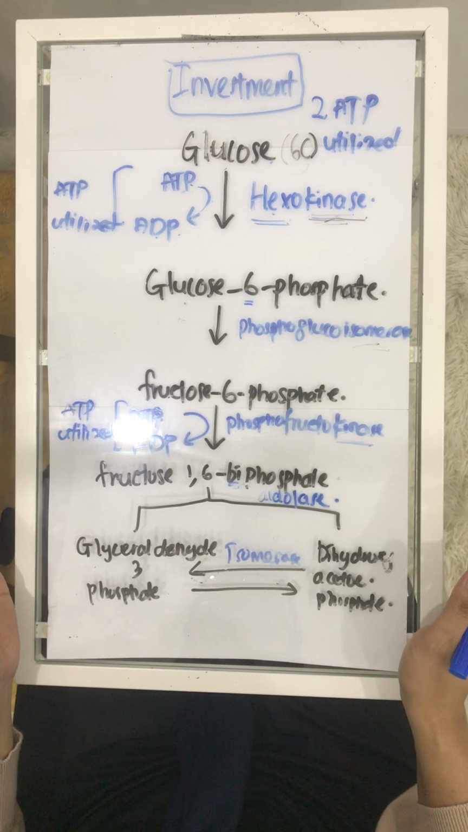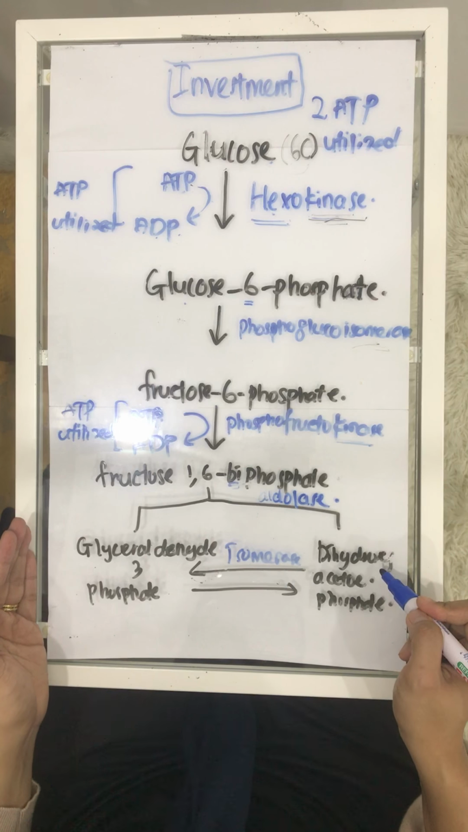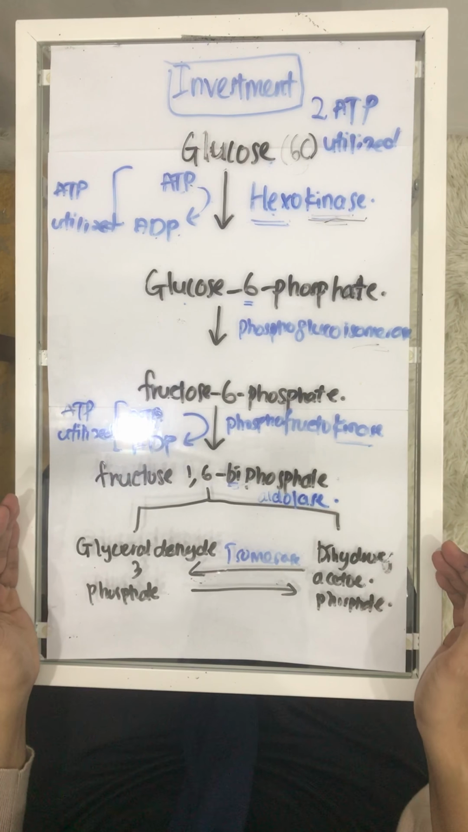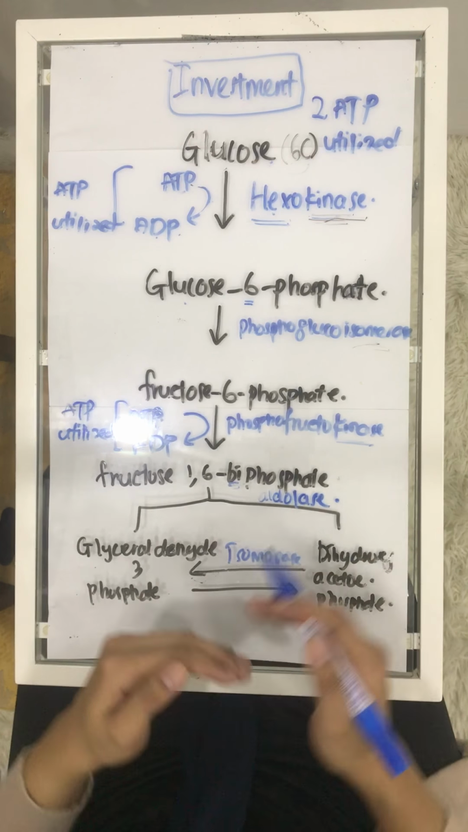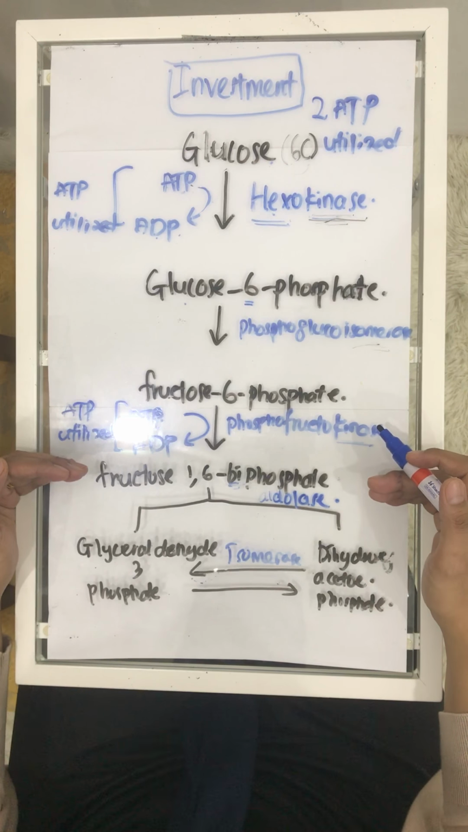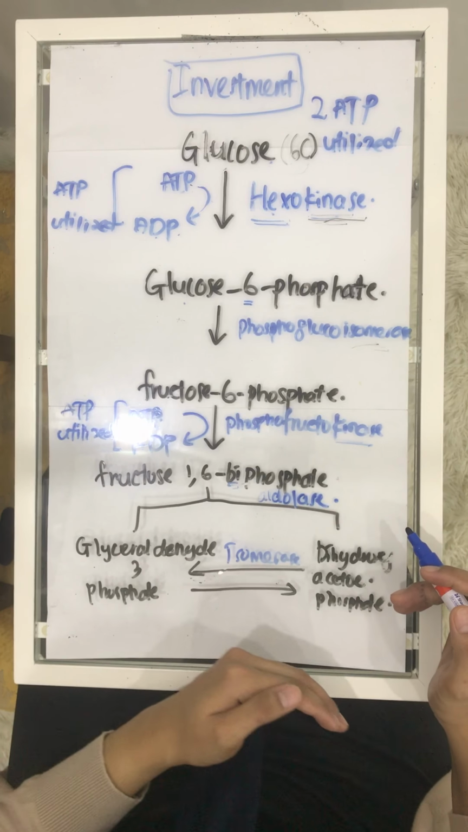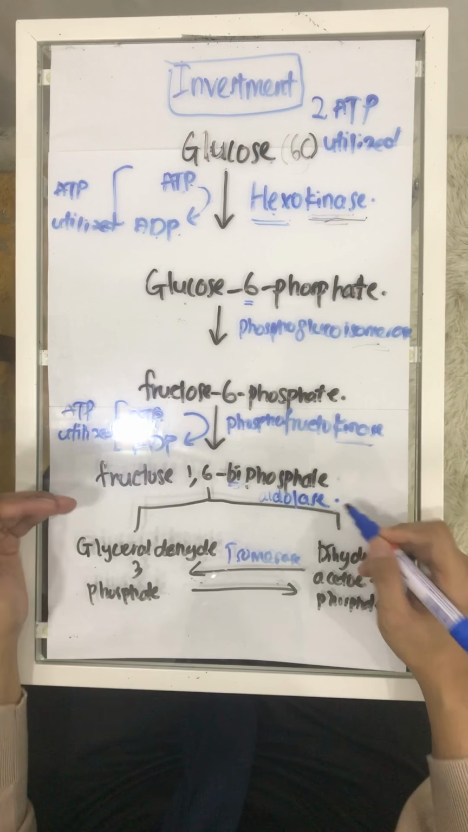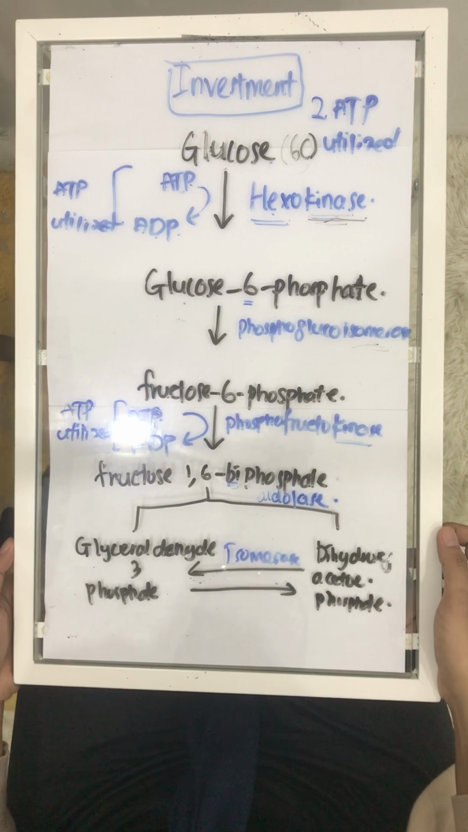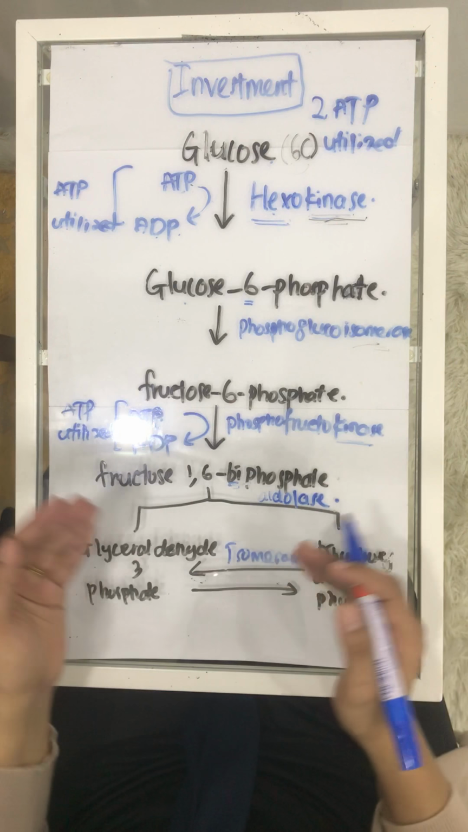The next step is that fructose 1,6 biphosphate splits into two molecules, glyceraldehyde 3-phosphate and dihydroxyacetone phosphate, which are isomers. The enzyme involved in this reaction is aldolase. Glyceraldehyde 3-phosphate and dihydroxyacetone phosphate can be interconverted with the help of the enzyme isomerase.